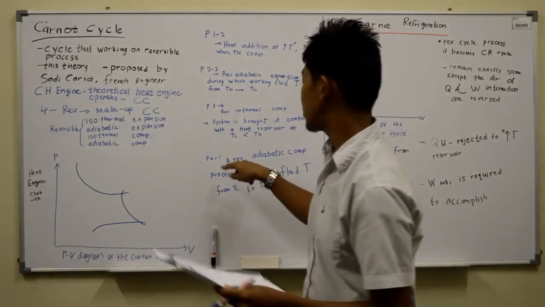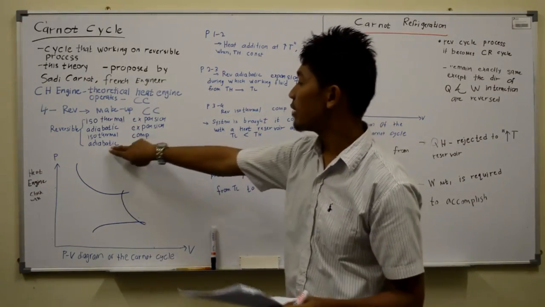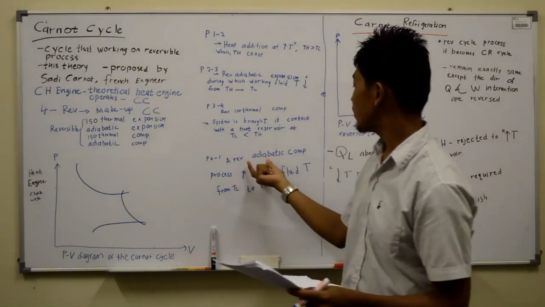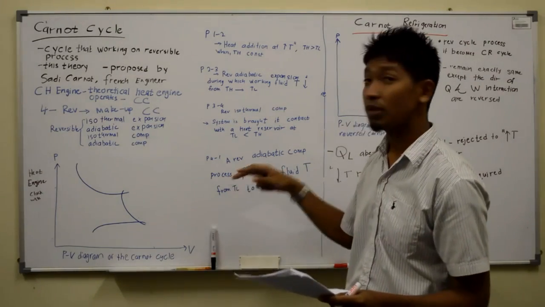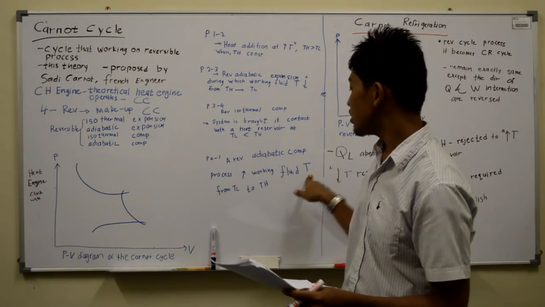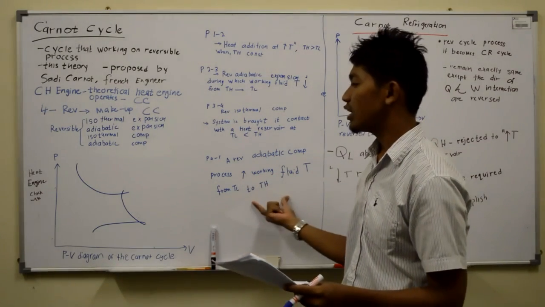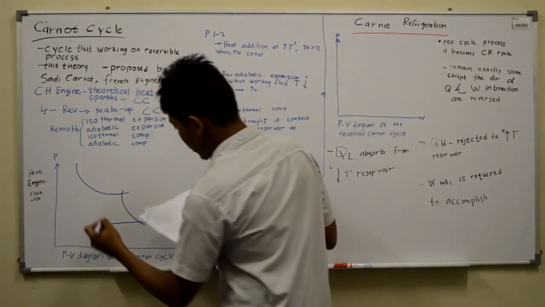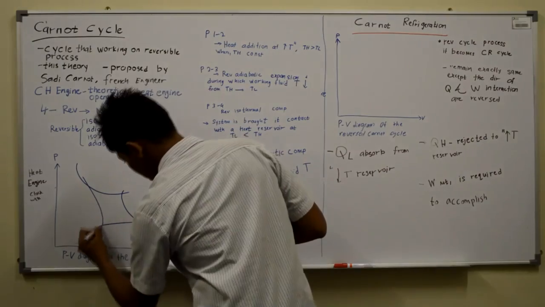Then finally, the process is reversible adiabatic compression, a process where the working fluid temperature is raised from low temperature to high temperature. This is the final process. On the PV diagram, it should be drawn like this.